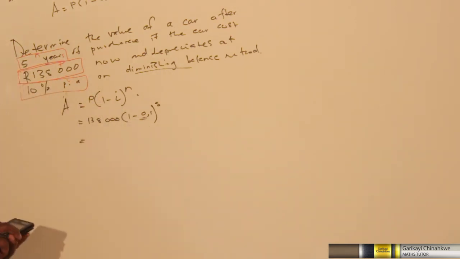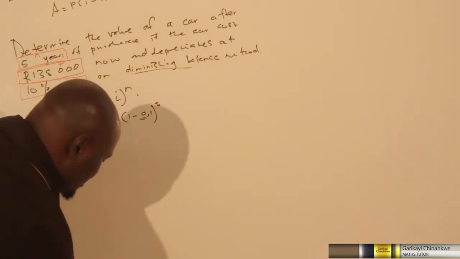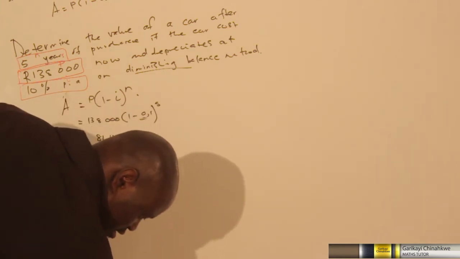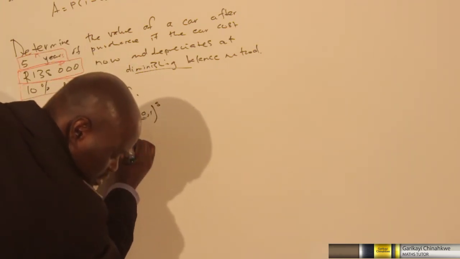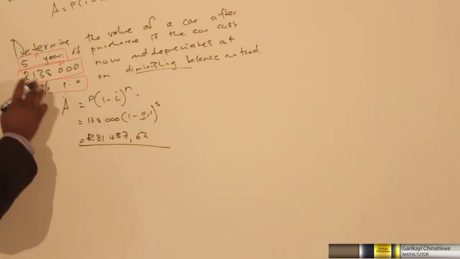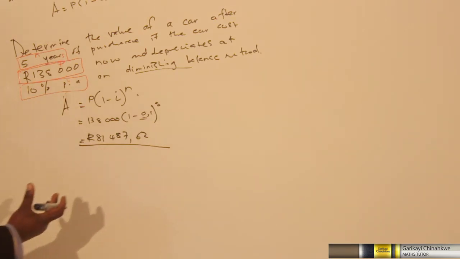What is the value there? It's 130,000 times (1 - 0.1) all to the power of 5. So it's 81,487.62. 81,487 rands, 62 cents. So after 5 years, this car, which is 130,000, will be worth about 81,000. Okay, that's on reducing balance.